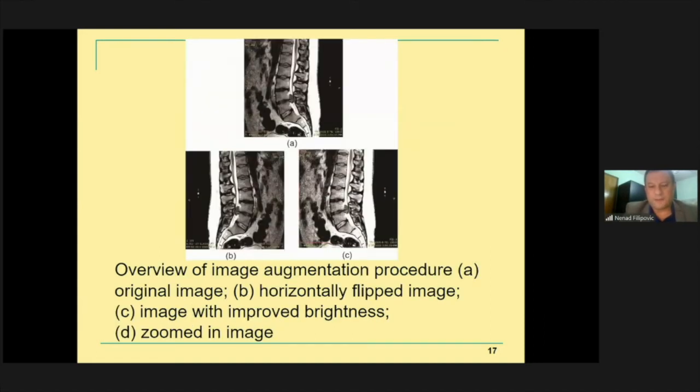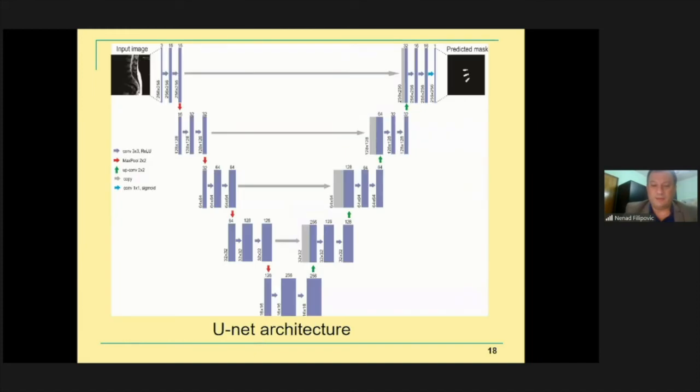And also from the MRI, we can see the overview of the image, what kind of images we can collect, and what kind of augmentation procedure we can apply. A is the original image, B is the horizontally flipped image, C is the image with brightness adjustment, and D is a zoomed-in version of the image.